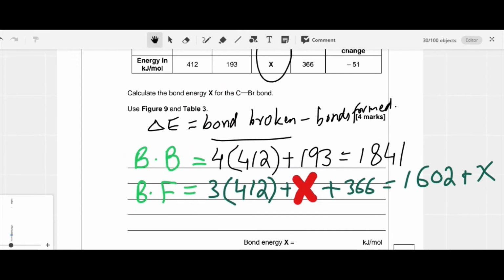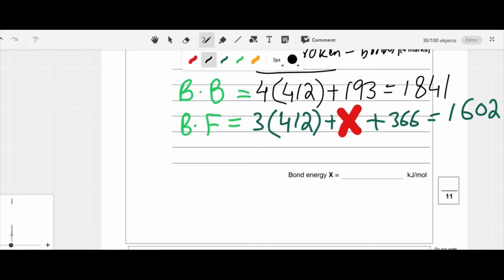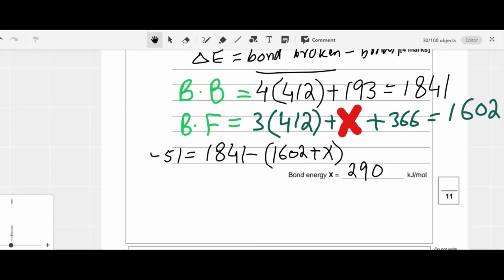Now the overall energy change is minus 51, so we can put in the values: minus 51 is equal to the bonds broken, 1841, minus the bonds formed, 1602 plus X. When we calculate it, the answer is 290 kilojoules per mole. That is the C-Br bond energy.